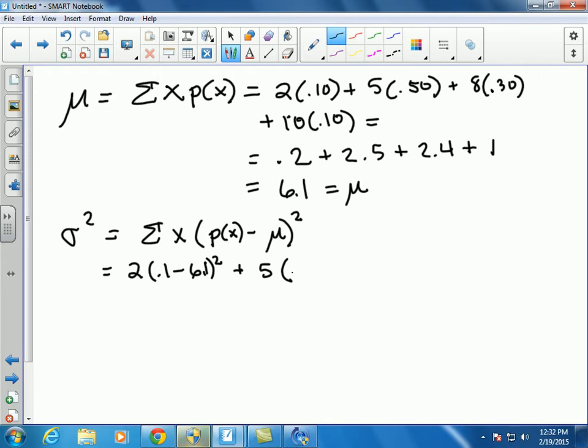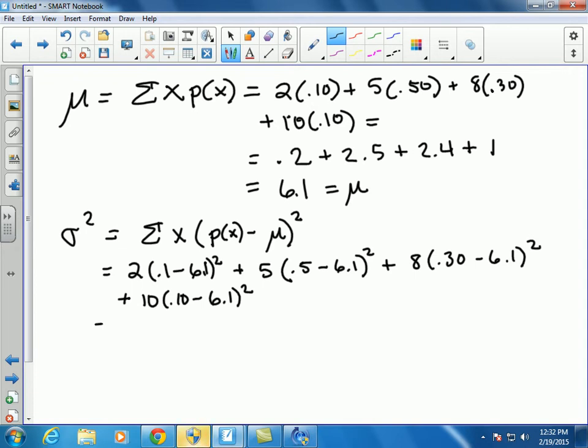You would take the density at 5, which is 0.5, subtract off 6.1, and then square it, and then add to it 8 times its density minus the population mean squared, and then do the last one, which is 10 times its density minus 6.1 squared. I'm going to do that real quick and not show all the work, but some of the work here.